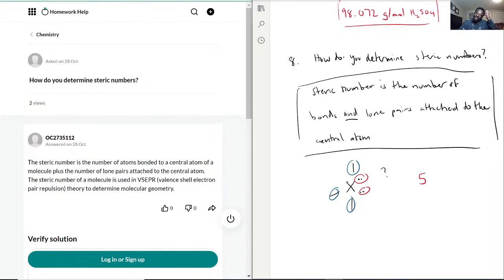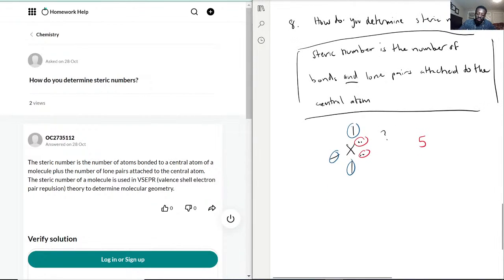Okay, now let's think of practical examples. If I gave you H2O, water, what would the steric number be? We use the same concept here. Circle in each, I'm blanking on the word. You circle in each bond, then you add the lone pairs. This has a steric number of 4.